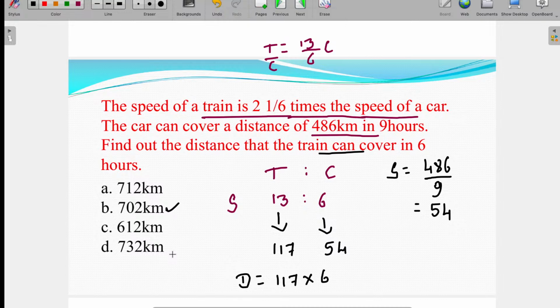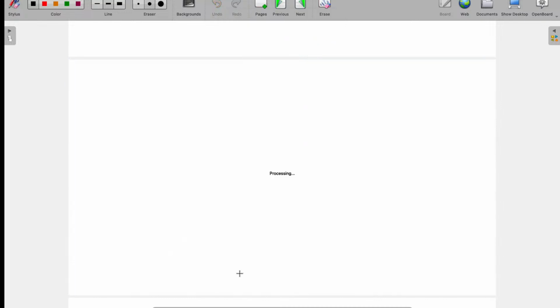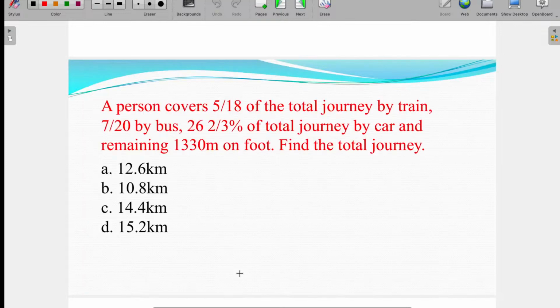Okay, next same type question. Same type question as it is, but you do it. Try all.